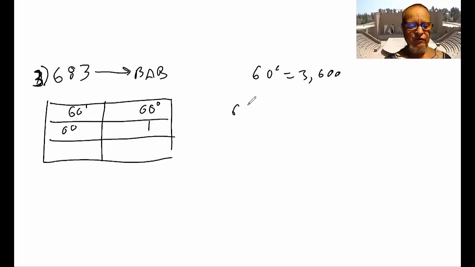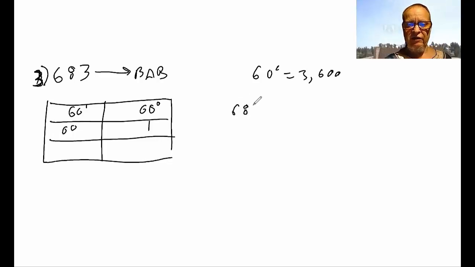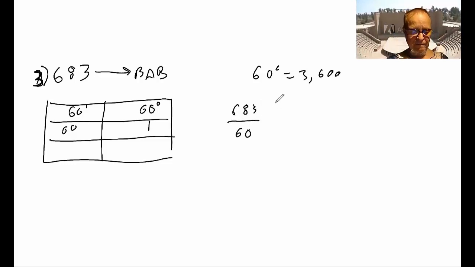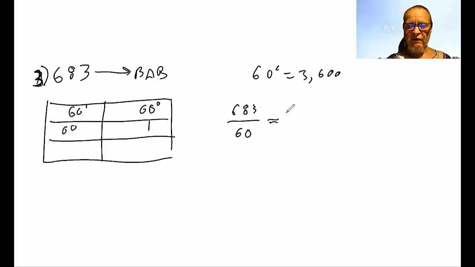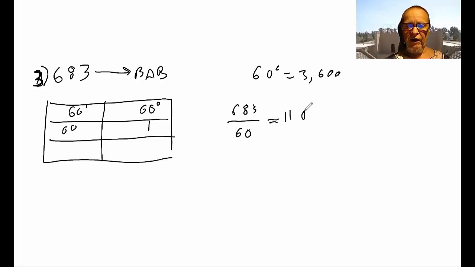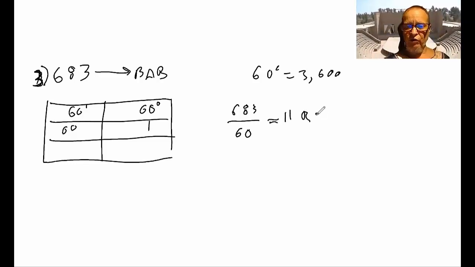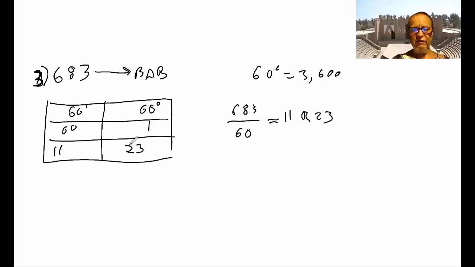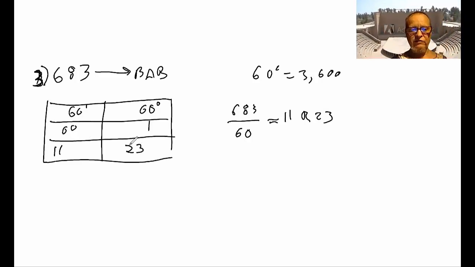So I have 683, and I'll divide that by 60, and I get 11, and I work it out to get a remainder of 23. So this will be 11 remainder of 23, which I'll put here because that will be my ones.